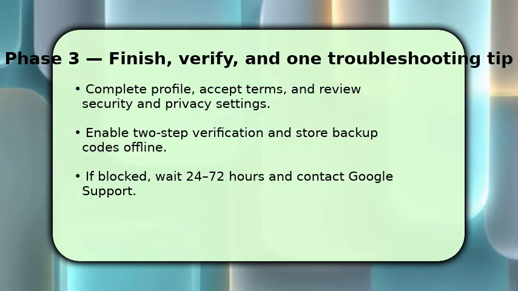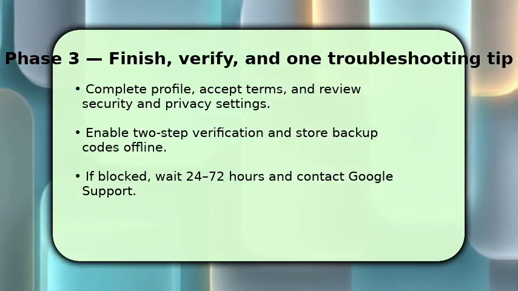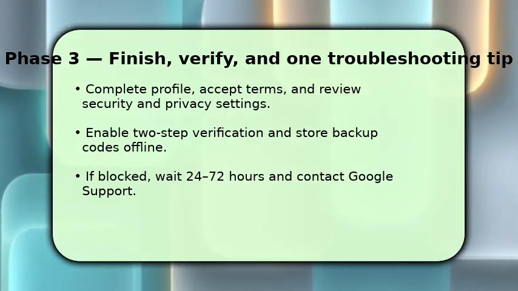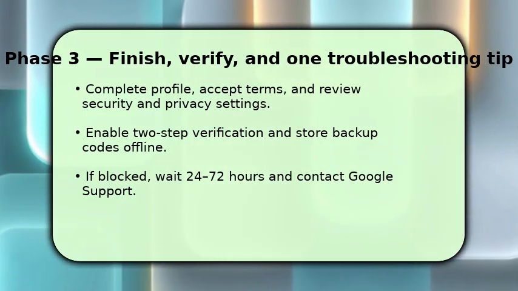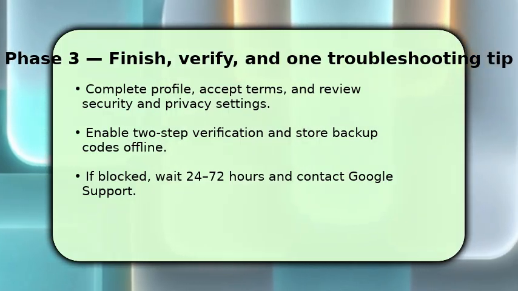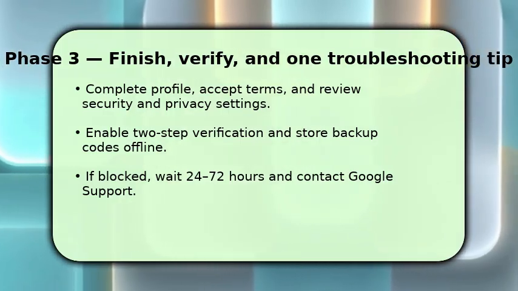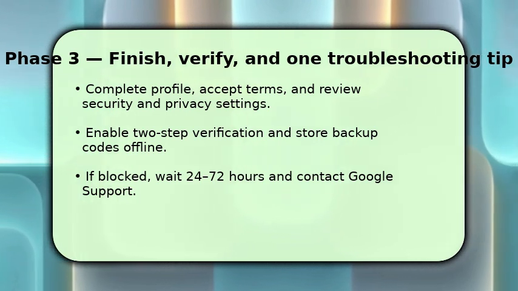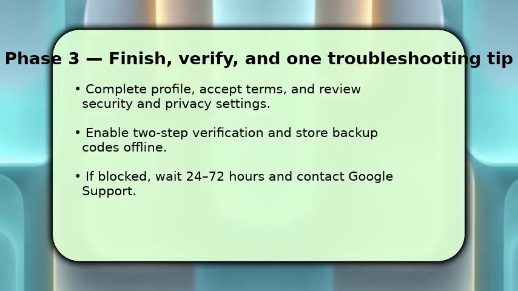If account creation is blocked or you're asked for a phone and cannot provide one, pause and wait 24 to 72 hours. Repeated attempts can trigger stricter checks. If the problem persists, contact Google support or use a workspace administrator for a compliant resolution. Do not use shady bypass methods.